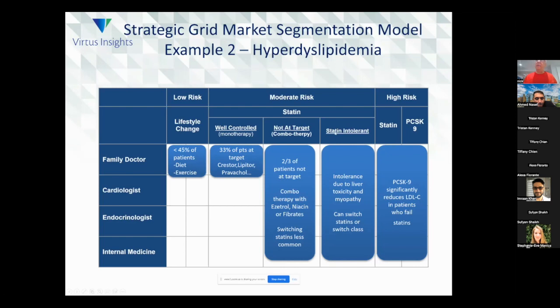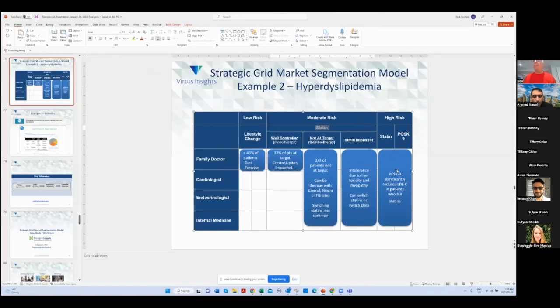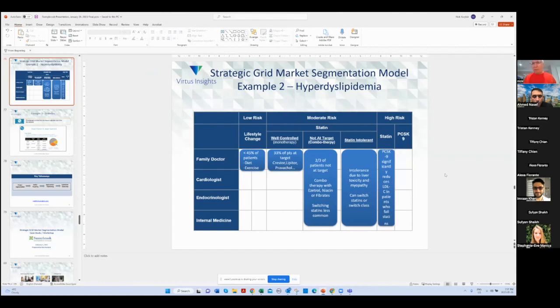There's a statin intolerant group where they do not respond well to the standard of care, which is a statin. So here, there's a lot of switching that's going on. And then historically, for high-risk patients, they continued here with statins, and that was the market.